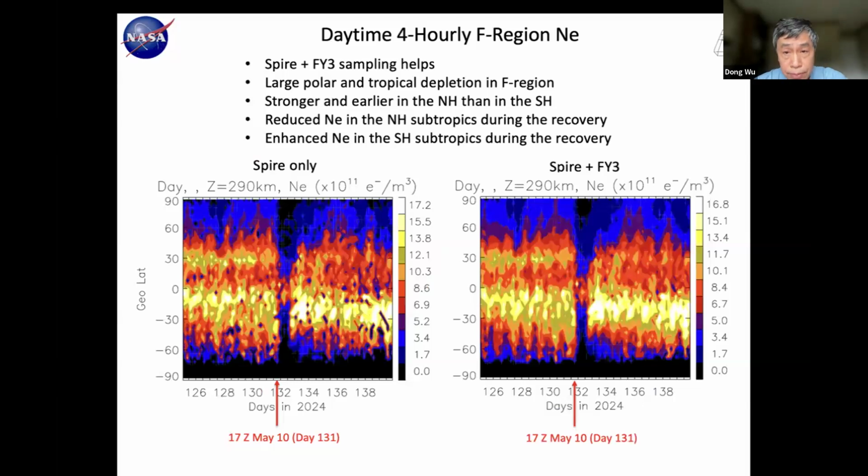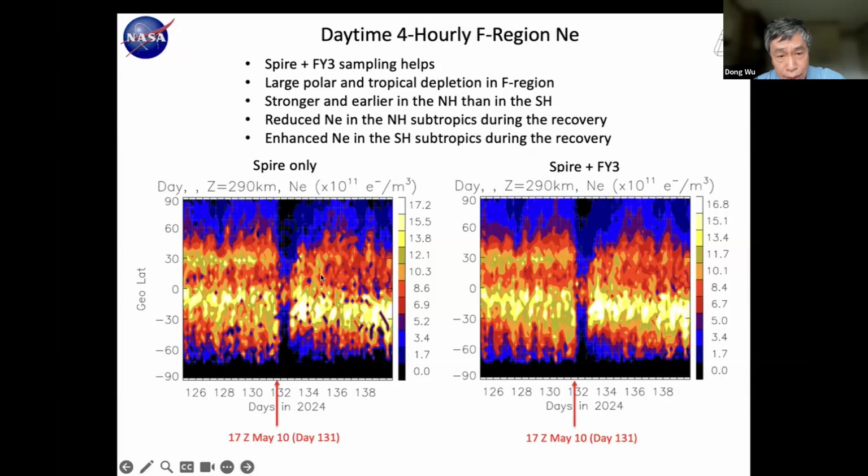For the F region, like I said, we cannot afford 2 hourly. We're going to have a lot of data. I will just show you Spire only versus Spire plus Fengyun. You will see the differences in sampling. In this time series, this is NmF2 at about 290 kilometers. You can see as the storm starts at this hour, suddenly there is depletion in the northern hemisphere here.